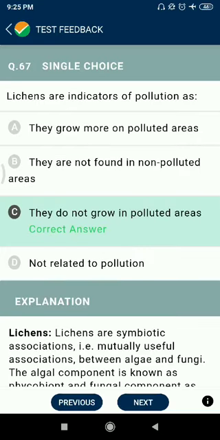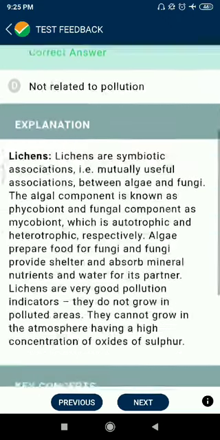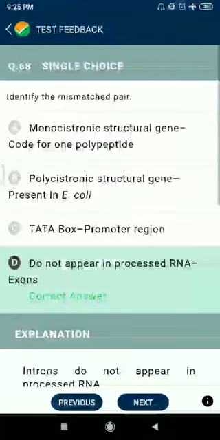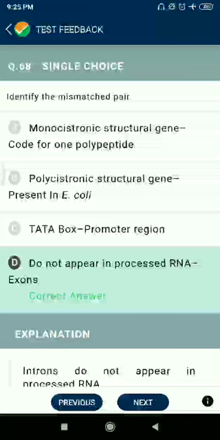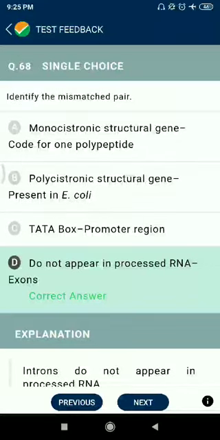Question 67. Lichens are indicators of pollution as they do not grow in polluted areas. Question 68. Identify the mismatch. Introns do not appear in processed RNA; exons do. Tata box is for promoters. Polycistronic structural genes are present in E. coli; monocistronic structural genes code for one polypeptide.